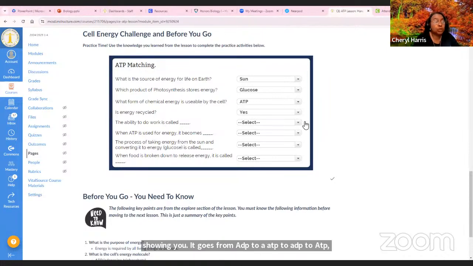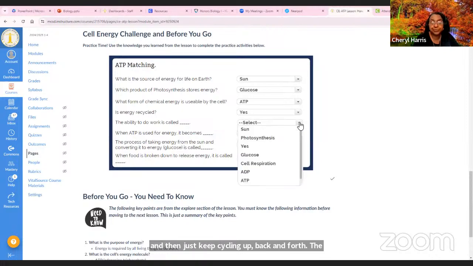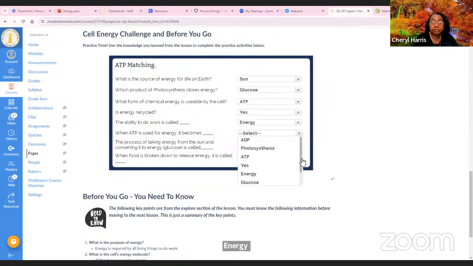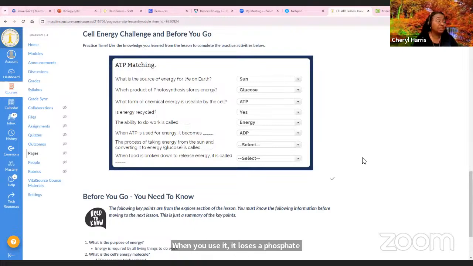The ability to do work is defined as what? Energy. ATP is used for energy and it becomes, I just said it, because it's cycled. Which one does it become? Nope. The energy molecule. When you use it, it loses a phosphate molecule and it becomes ADP. And the D stands for diphosphate. So it goes from being triphosphate to diphosphate.